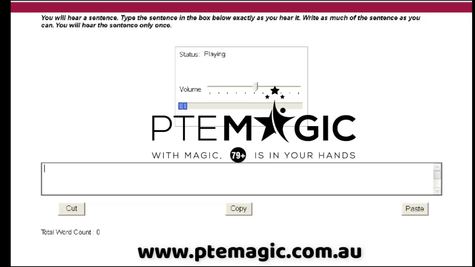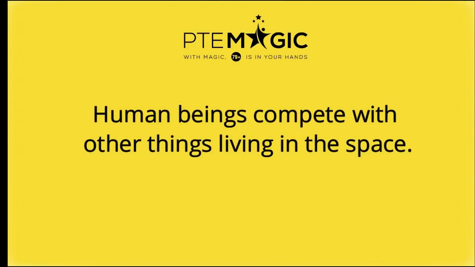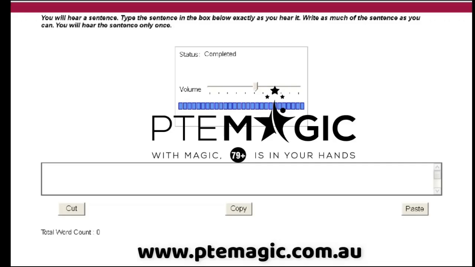Human beings compete with other things living in the space.